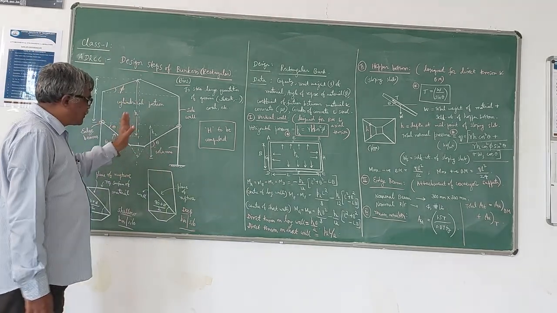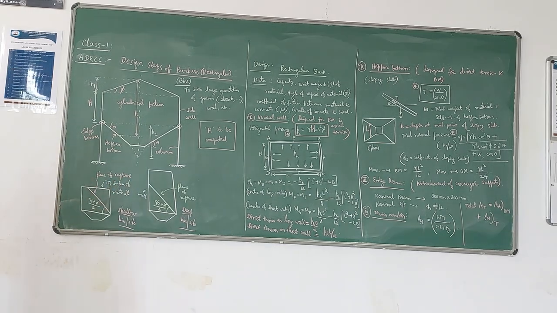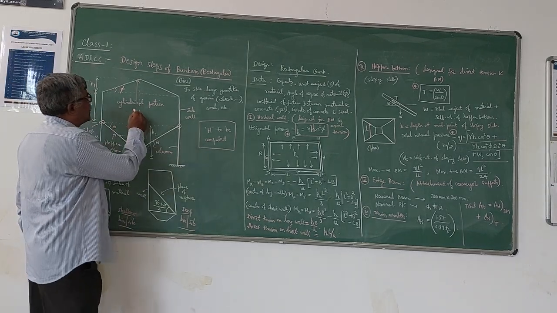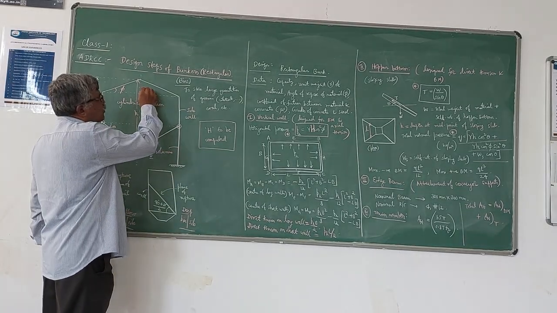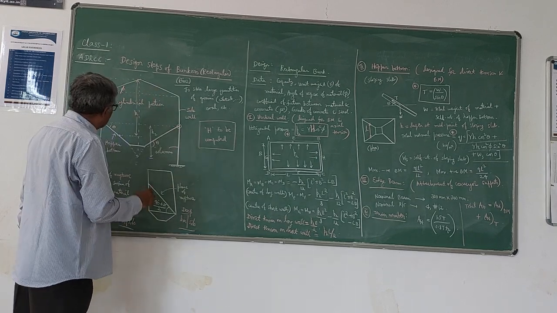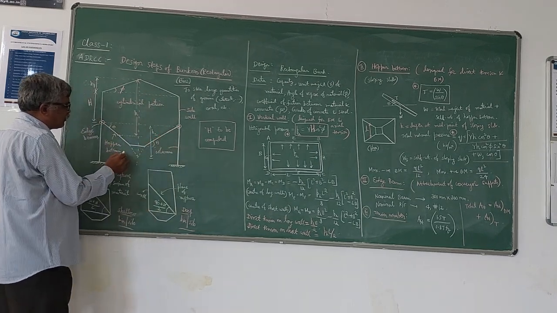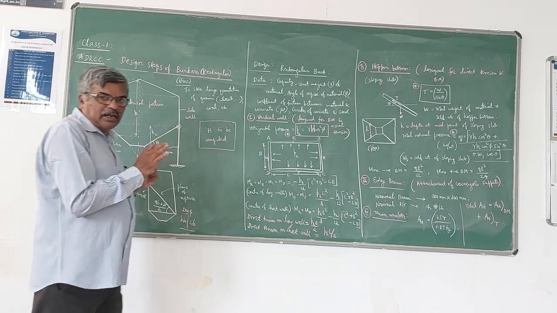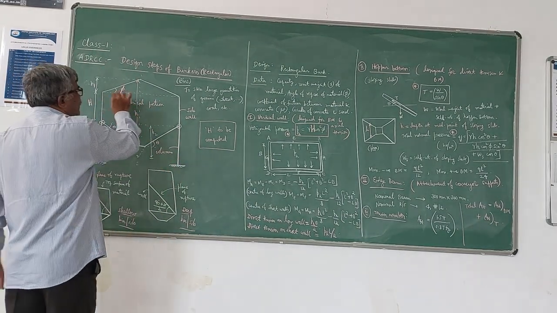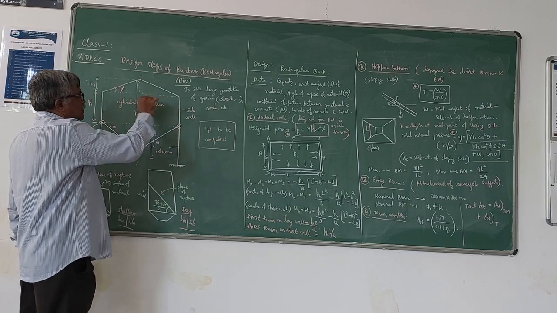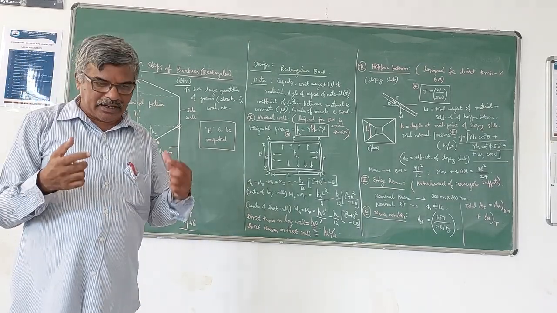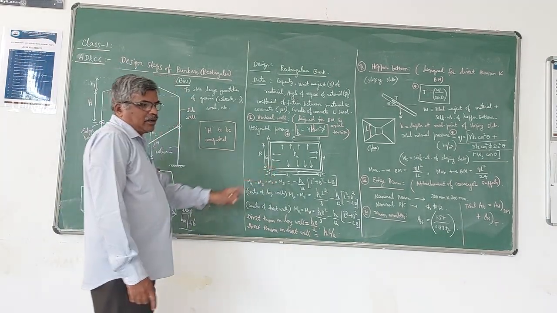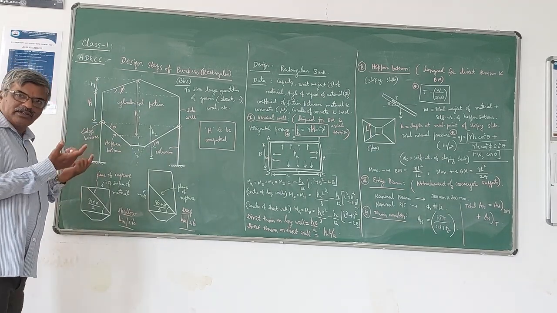Here is a schematic representation of a bunker. A bunker consists of a cylindrical portion, a top portion in the form of a heap, like a triangular portion, and a bottom portion which consists of a hopper bottom. So there are three portions. Usually the material is stored in this bunker. In the case of a rectangular bunker, the central portion will have a rectangular shape like this. This is the plan. If it is circular, it will be a circular shape.